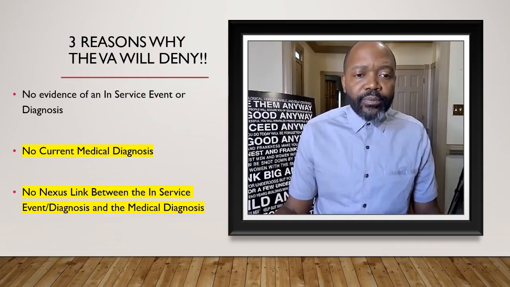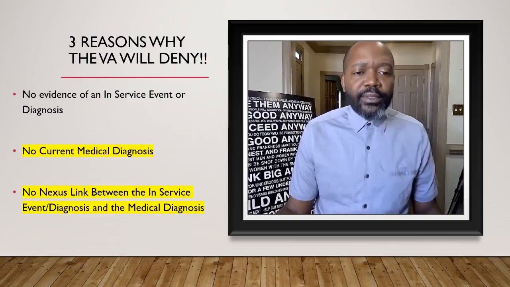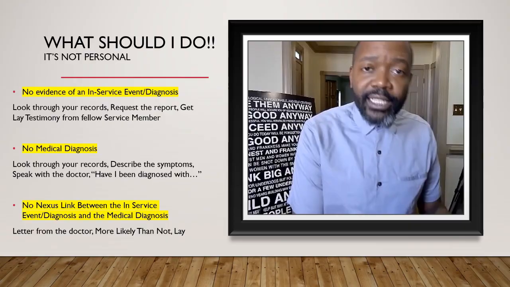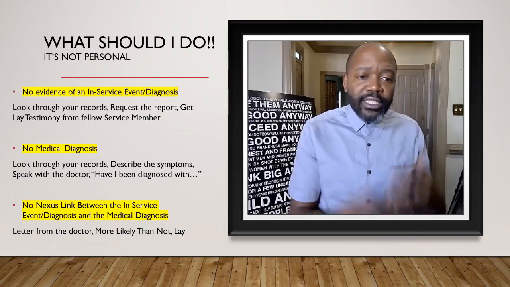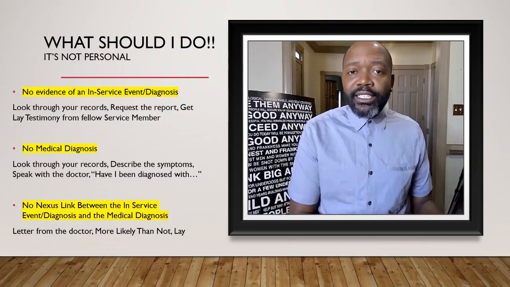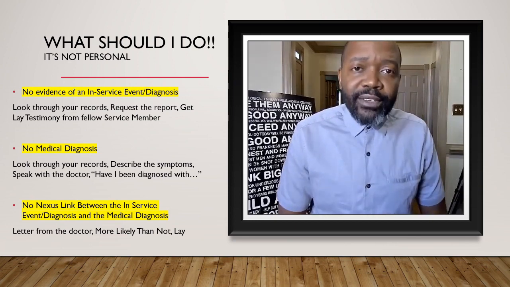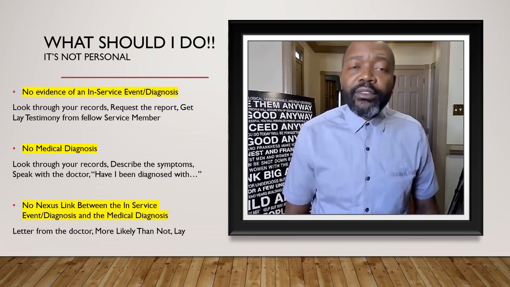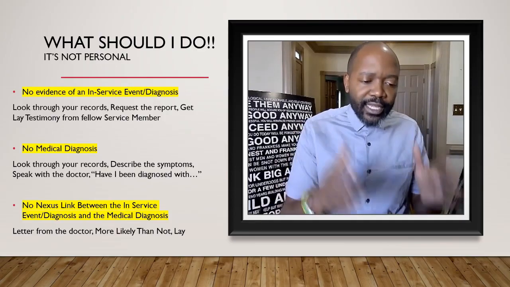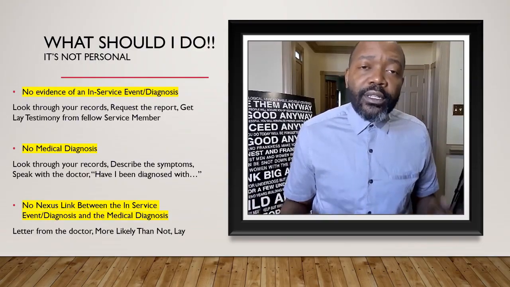And now we'll go to some solutions for the problems. So what should I do? I just got the decision letter. They denied one of my conditions, and the reason was either no evidence of an in-service event, no medical diagnosis, or no nexus link. What should I do in this situation? First and foremost, we want to remind everybody it's not personal with the VA. You don't know them, they don't know you. It's pretty much just problem solving. We want you to stay in that frame of mind. This is not a personal thing where they're trying to get whatever. This is a problem to solve.